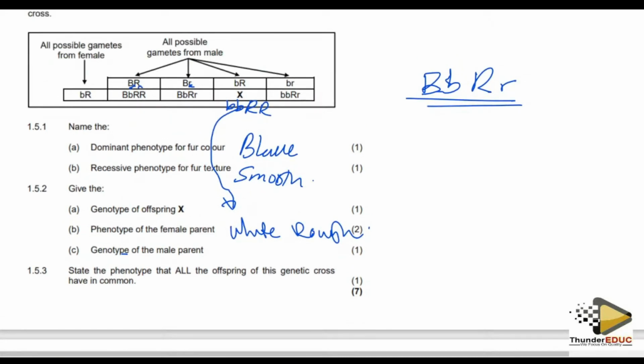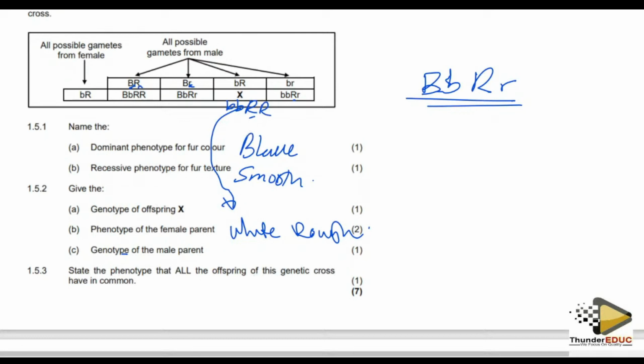Okay, come here and see. Have a capital B. This one has no capital B. You see? This one no. So it can't be capital B. Capital R. This one has a capital R, and then also this one has a capital R. So basically, state the phenotype that all the offspring of this genetic cross have in common.